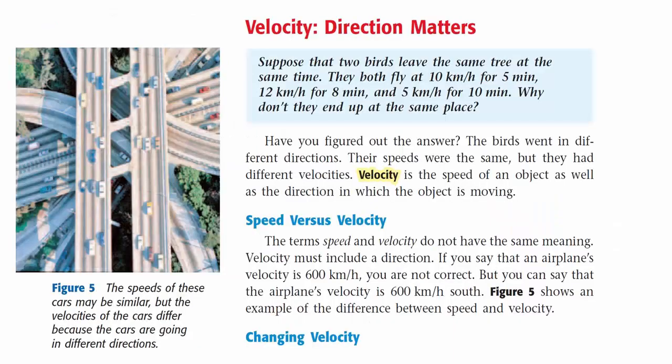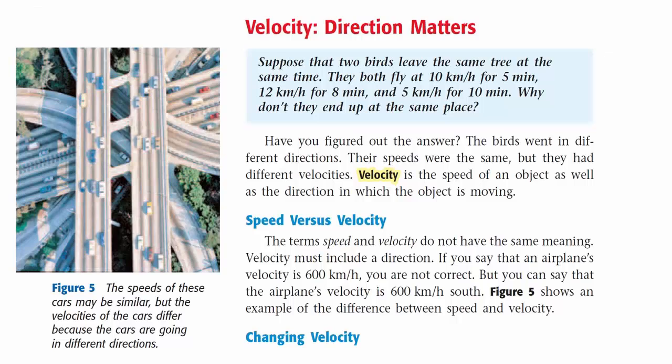Velocity. Direction matters. Suppose that 2 birds leave the same tree at the same time. They both fly at 10 kilometers per hour for 5 minutes, 12 kilometers per hour for 8 minutes, and 5 kilometers per hour for 10 minutes. Why don't they end up at the same place?